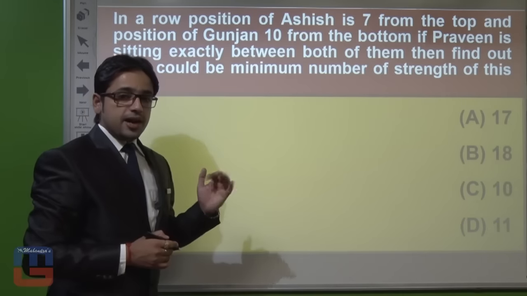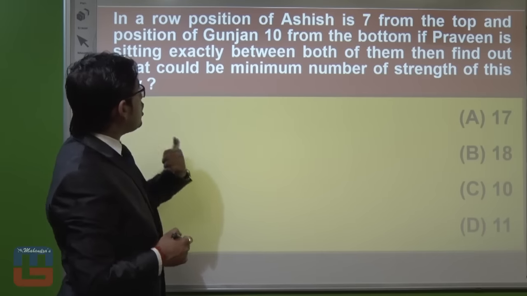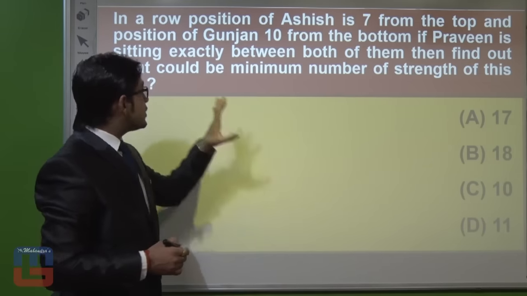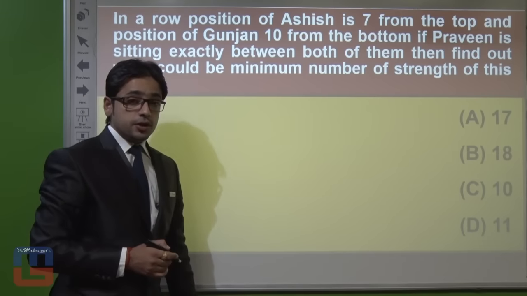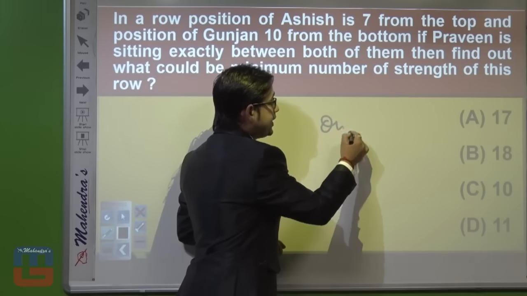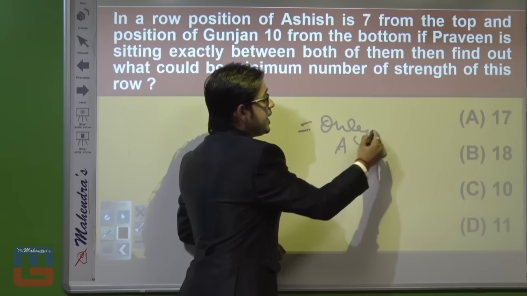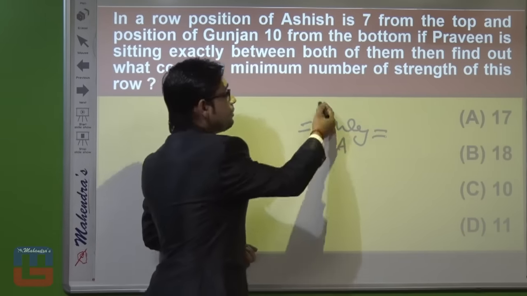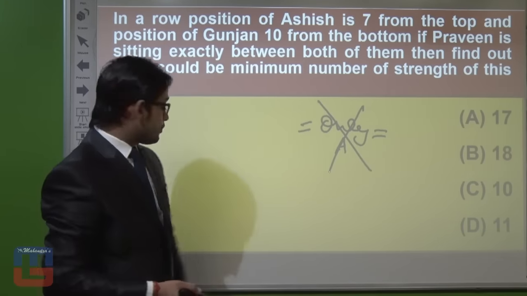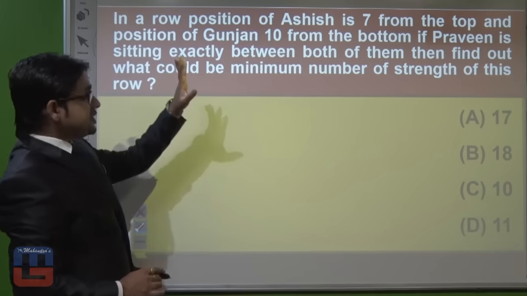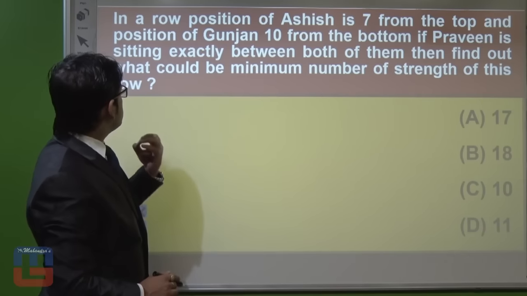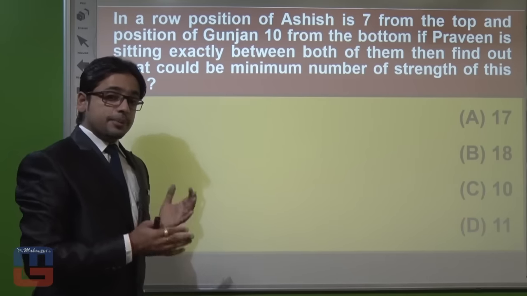In a row, the position of Ashish is 7th from the top and the position of Gunjan is 10th from the bottom. If Praveen is sitting exactly between both of them, then find out what could be the minimum number of strength of this row. Do remember, in the last question they said only Abhineet is between these two. This time they haven't mentioned that, that is, only. So we have to analyze the minimum number of strength of this row. As you can see here, Ashish is 7th from the top and Gunjan is 10th from the bottom, and Praveen is sitting exactly between both of them.